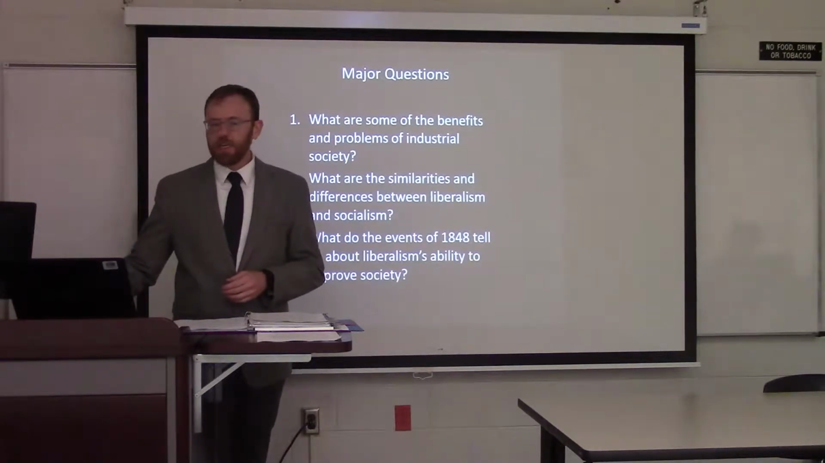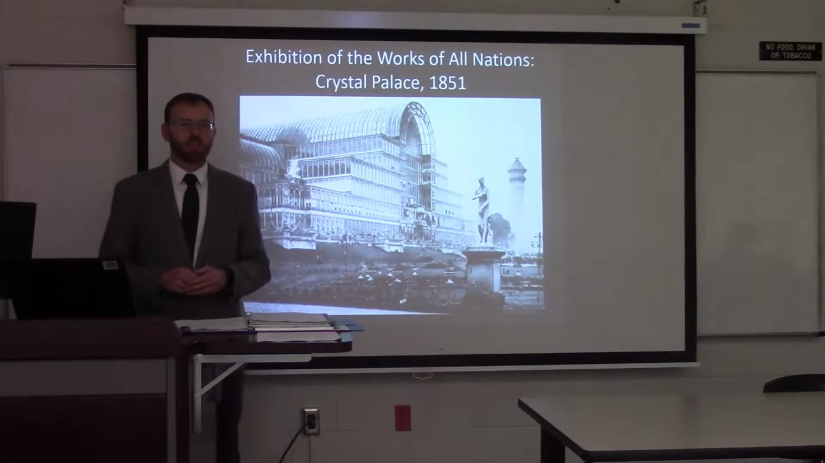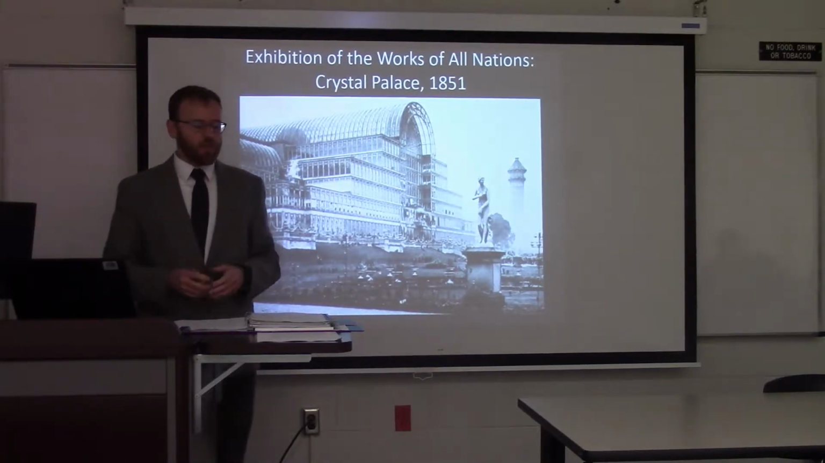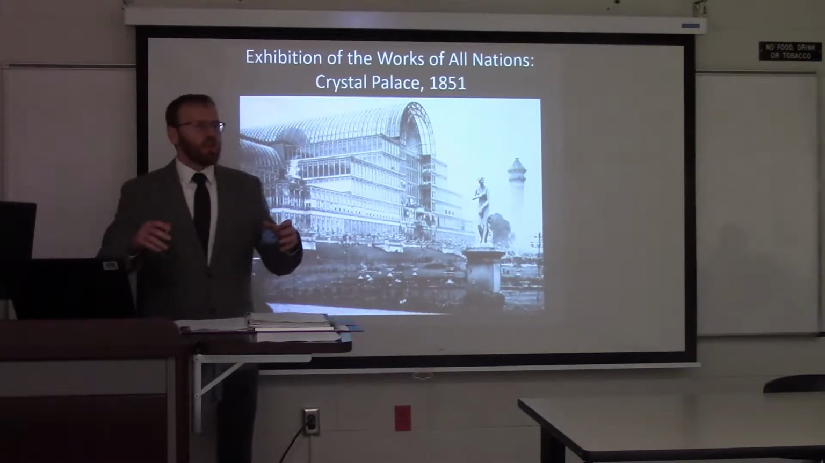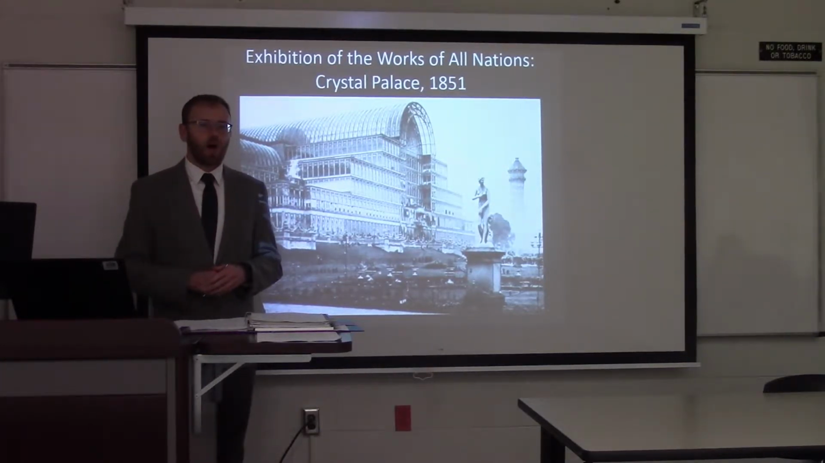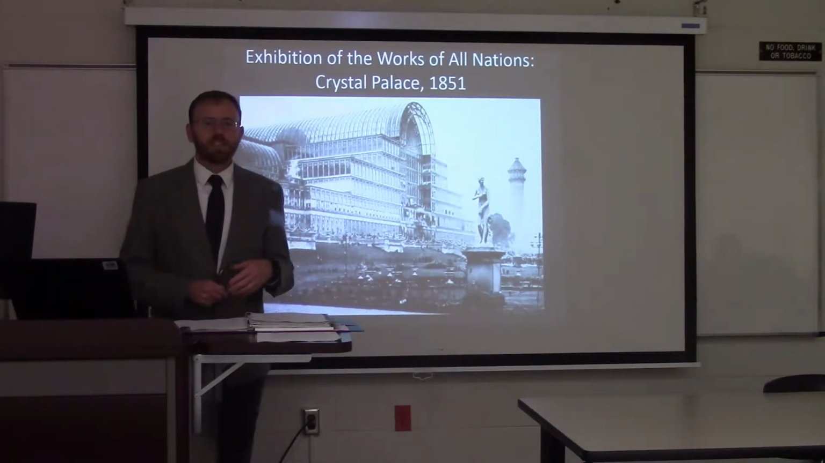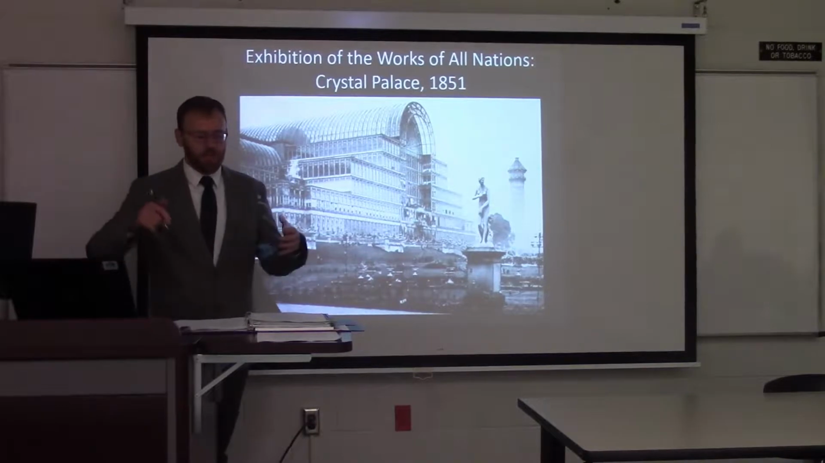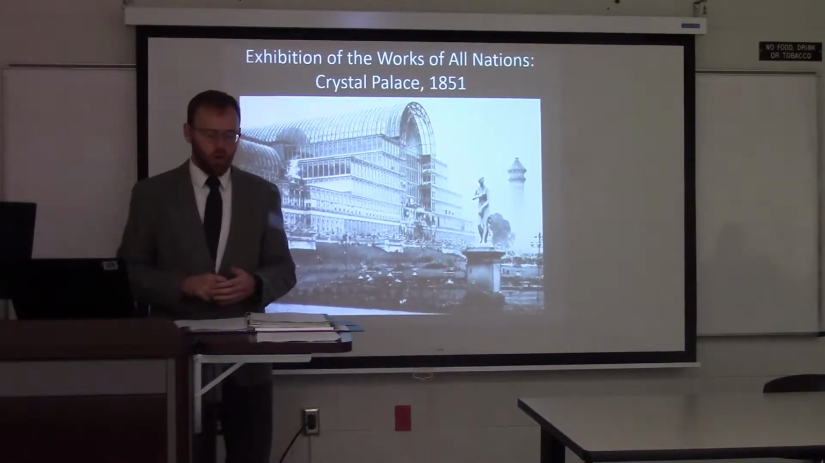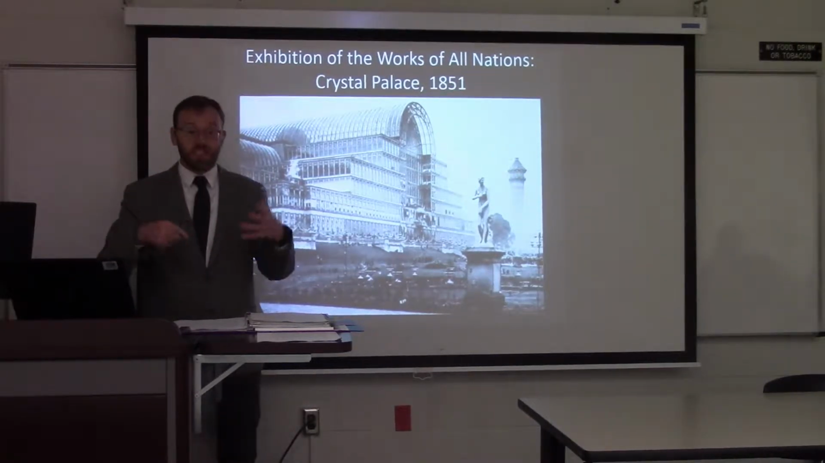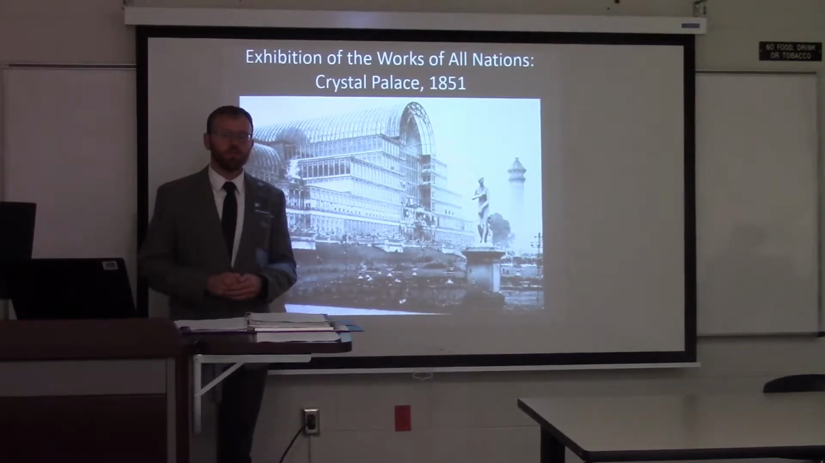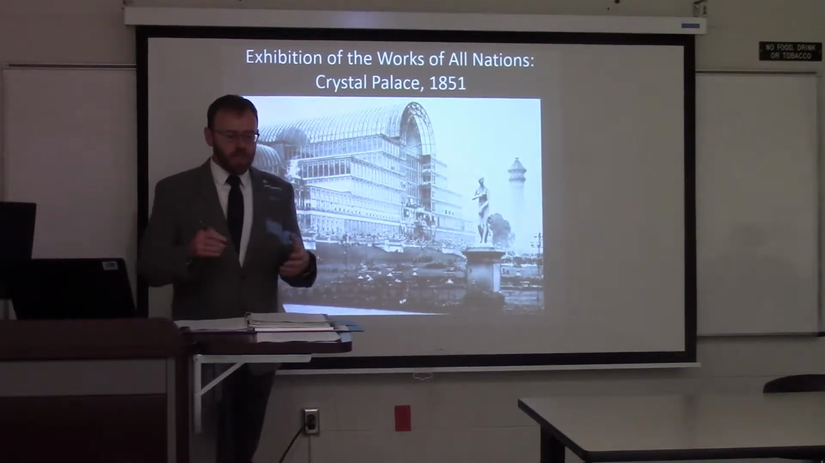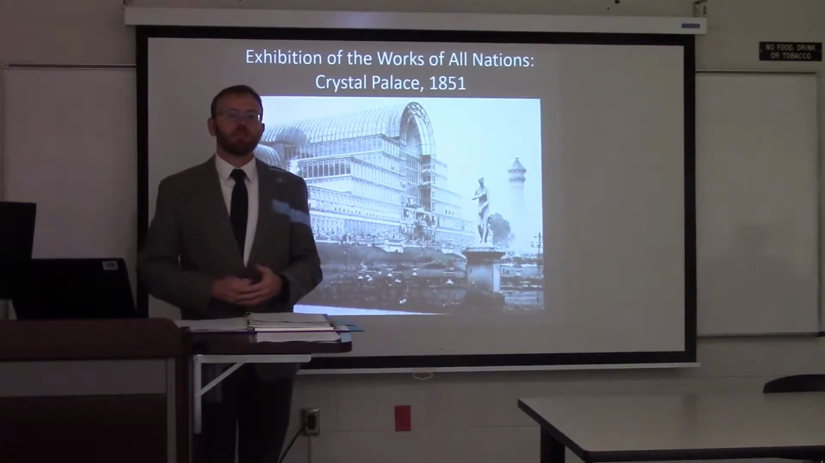The factory system flooded markets with affordable manufactured goods. In 1851, in Great Britain, there was a massive exhibition of the works of all nations, this kind of celebration of capitalist industrial progress. The exhibition consisted of hundreds of machines displayed inside this so-called Crystal Palace, this giant, magnificent exhibition hall built from iron and glass. The signature building materials of the Industrial Revolution. So think of the Crystal Palace and the exhibition itself as kind of symbols of the material benefits of industrial society.